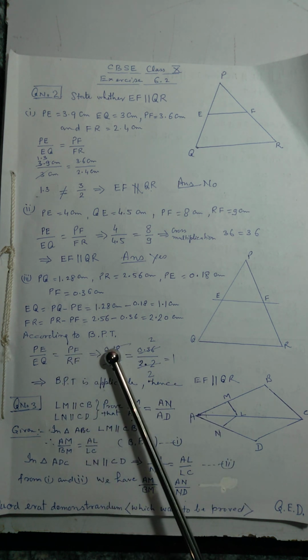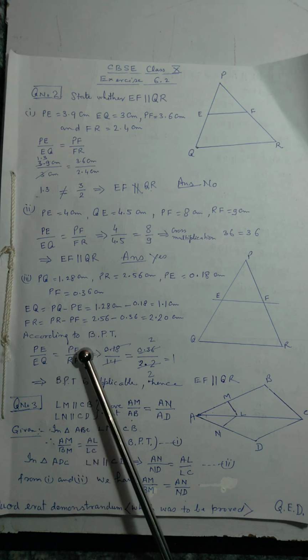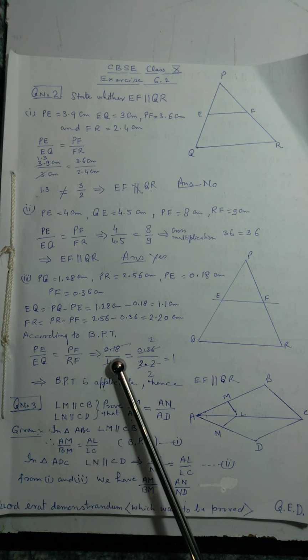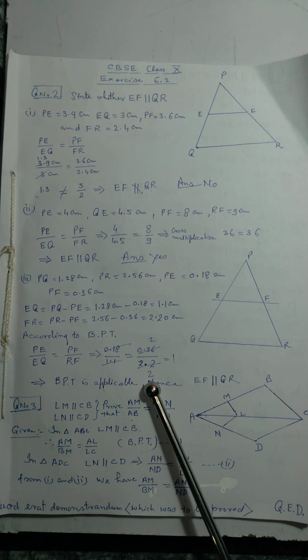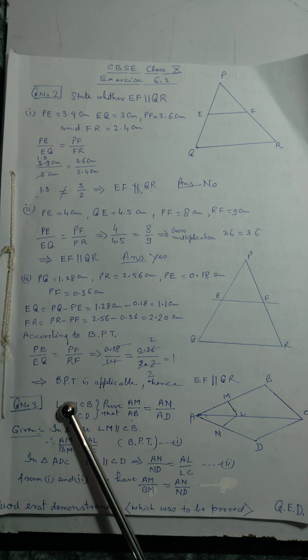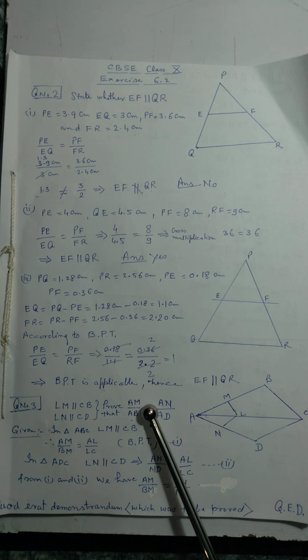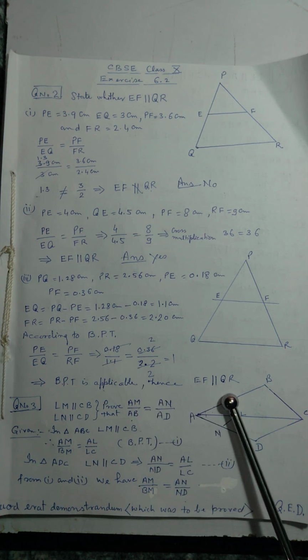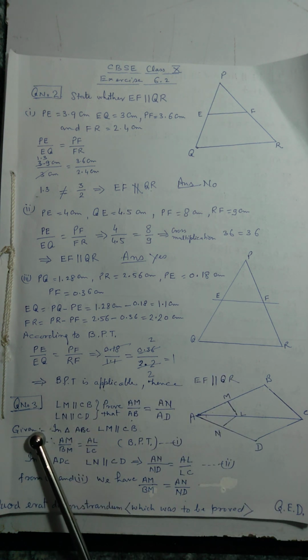According to the basic proportionality theorem, BPT, that is PE upon EQ is equal to PF upon RF, that should be equal to 0.18 upon 1.1 should be equal to 0.36 divided by 2.2 and it should be equal to 1. Therefore, the basic proportionality theorem BPT is applicable here. Hence, EF is parallel to QR. Now proceed to the question number 3.